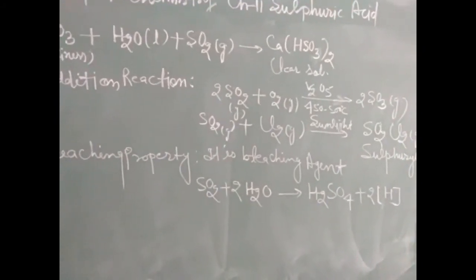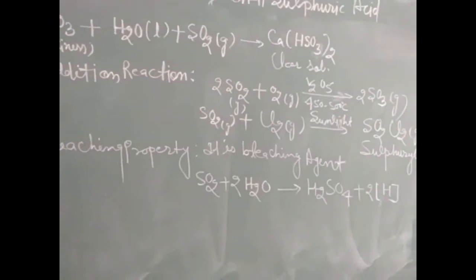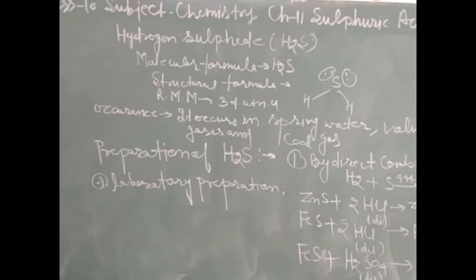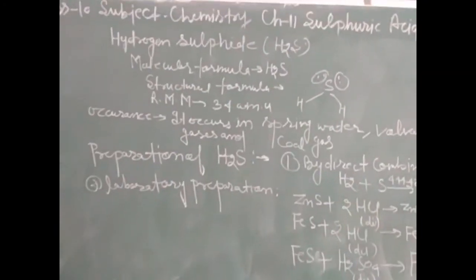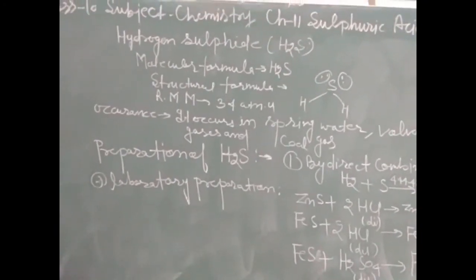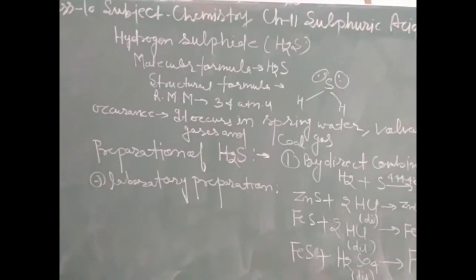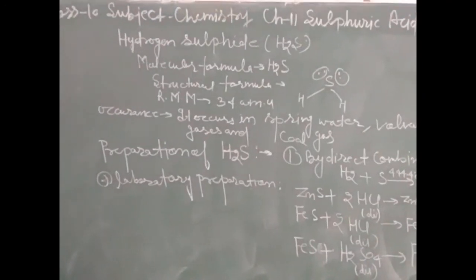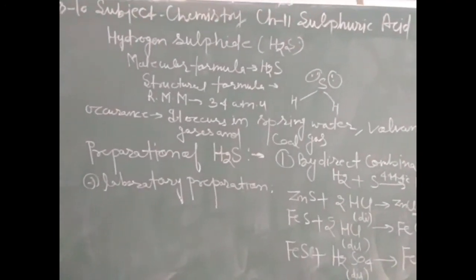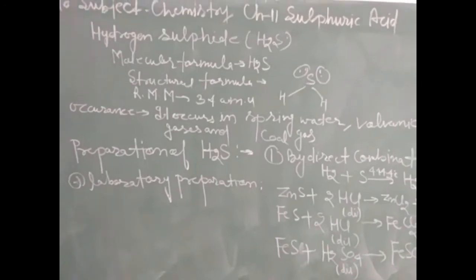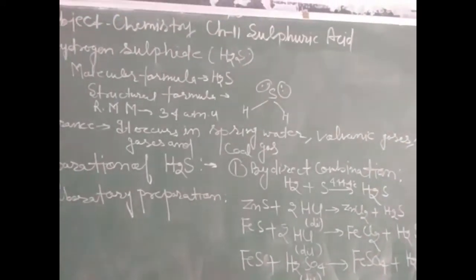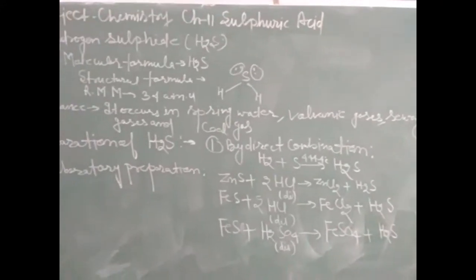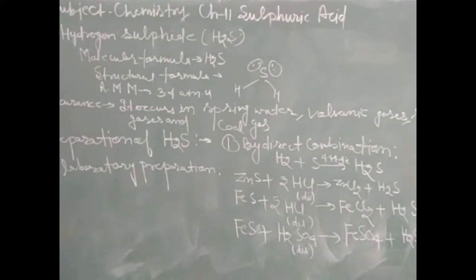Now we will discuss, dear students, hydrogen sulfide gas. As we know, the molecular formula of hydrogen sulfide is H2S and the structural formula is H single bond S single bond H, and sulfur contains 2 lone pairs of electrons, and the relative molecular mass of hydrogen sulfide is 34 amu. Occurrence: it occurs in spring waters, volcanic gases, sewage gases and coal gases.